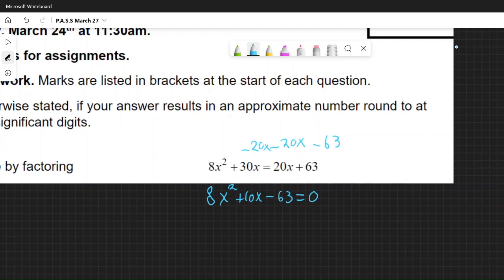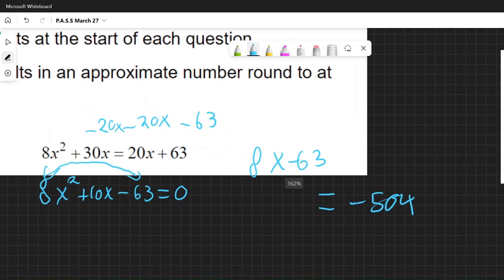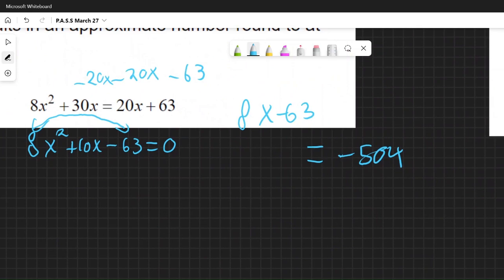So then to factor by grouping, what we do is we multiply the a term by the c term. So you have 8 times negative 63, and that equals 504. So this question is pretty nasty, I'd say, to factor by grouping, because this number 504 has so many factors. But if you have to factor by grouping, then that's what you gotta do, I guess.